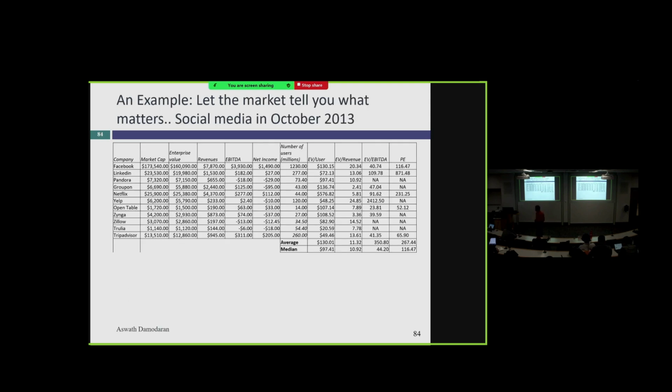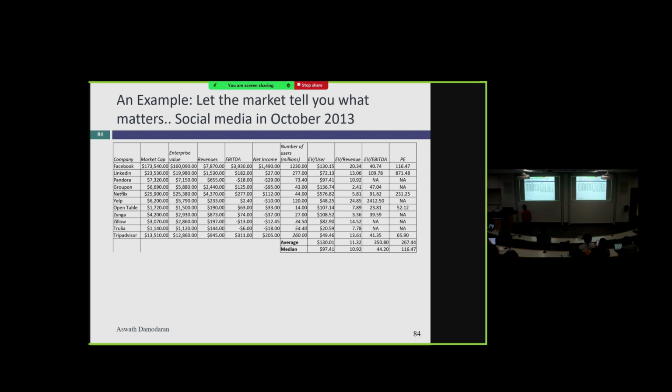This was in October of 2013 when Twitter went public. I did a discounted cash flow valuation of Twitter, and then I wanted to do a pricing of Twitter. So I pulled up this, at that time, the social media company. You can see it's a very diverse mix. Netflix is in there. Subscription-based company, got advertising companies. But you're desperate. You're looking for publicly traded companies. I pulled all those companies. I got their market cap and enterprise value, revenues, EBITDA, net income, all the accounting numbers. And then I also was able to find the number of users in each of these.